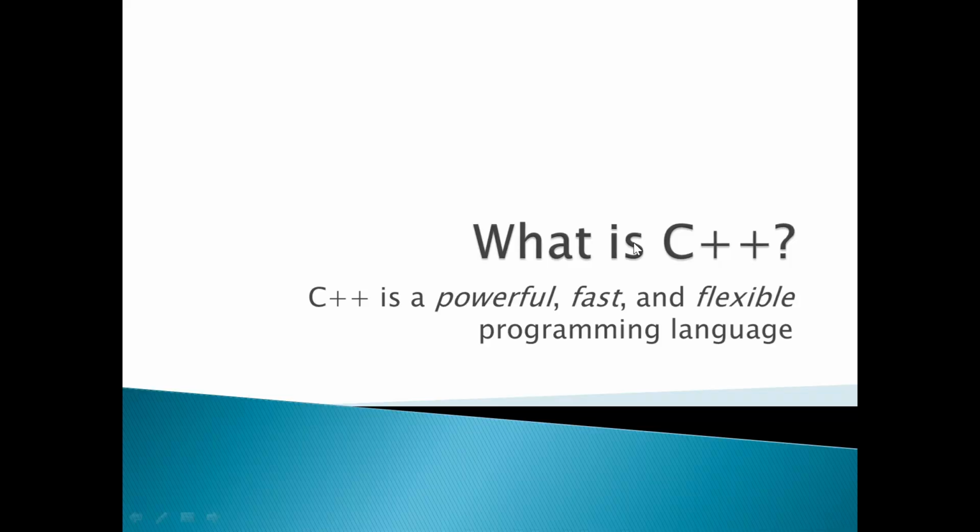So what is C++? C++ is a powerful, fast, and flexible programming language. Think of it like this: if a computer is a robot, C++ is the set of instructions we give to that computer. People love C++ because it's very fast. It gives a lot of control. It teaches strong programming foundations. This is why many top companies still use it today.